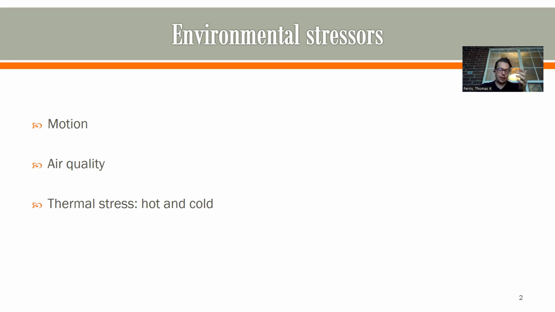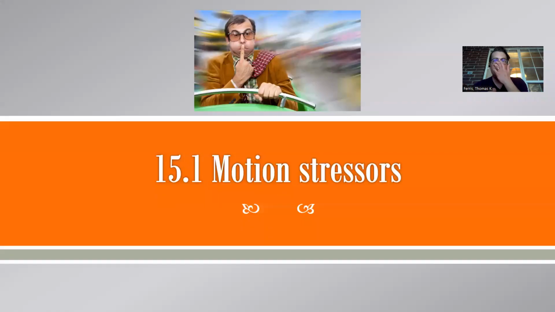So we'll break up the subtopics in this topic around these three subcategories here. The first one, we'll talk about motion stressors. In 15.2, we'll talk about air quality, and then we'll talk about thermal stresses as well. So working in environments that are too hot or too cold, or the implications for weather conditions and climate on people's health and longevity and work effectiveness. Okay. All right, so 15.1, motion stressors.